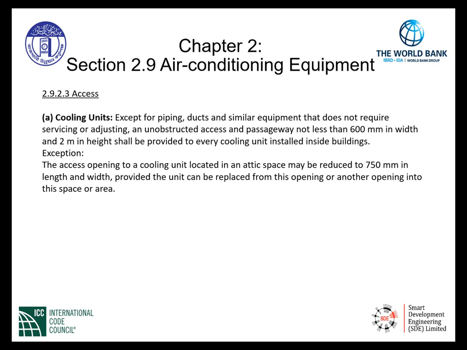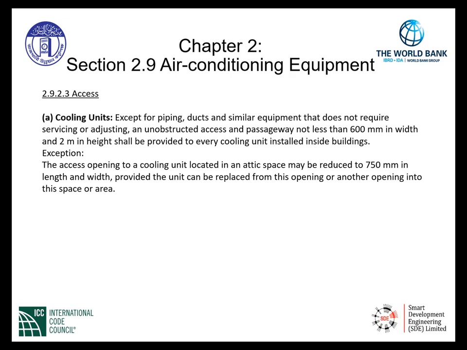Section 2.9.2.3, Access for Cooling Units. Item A. Except for piping, ducts, and similar equipment that does not require servicing or adjusting, an unobstructed access and passageway not less than 600 millimeters in width and 2 meters in height shall be provided to every cooling unit installed inside buildings. This is necessary, again, for servicing, repairs, replacements.